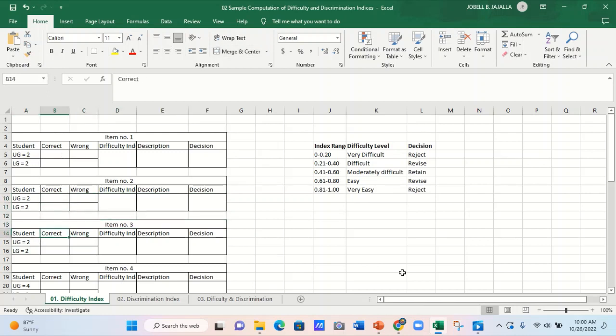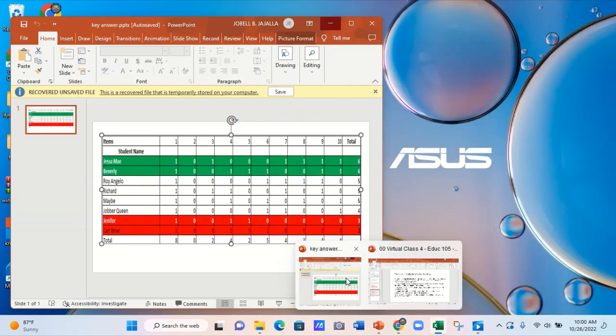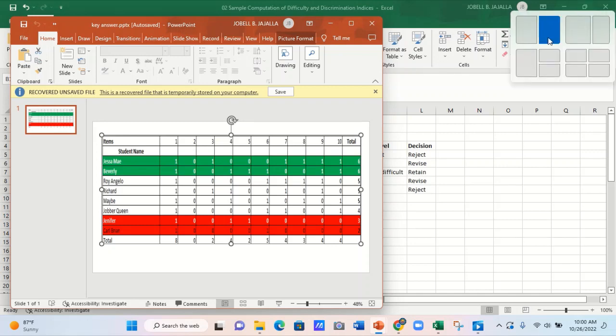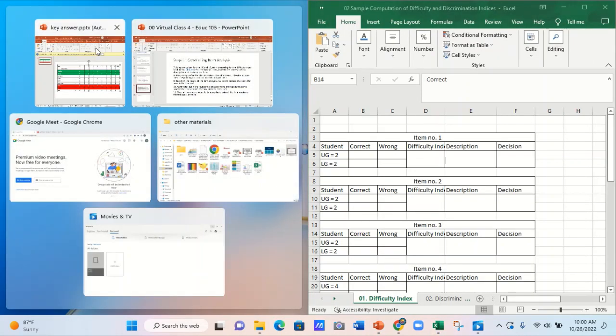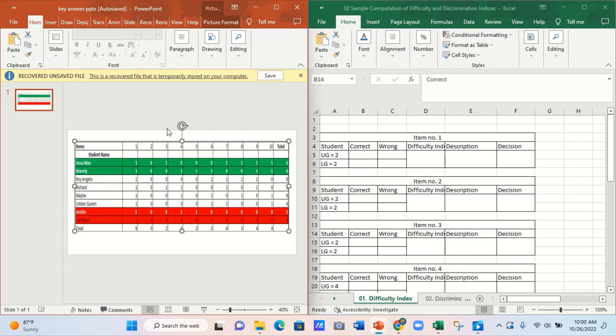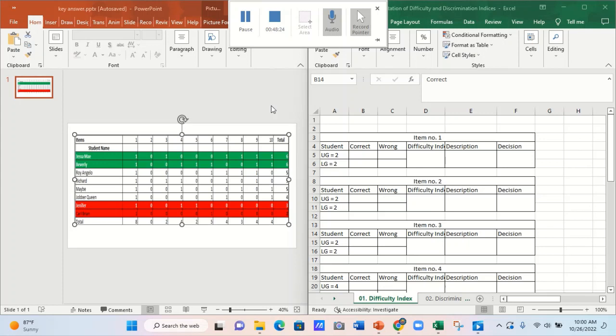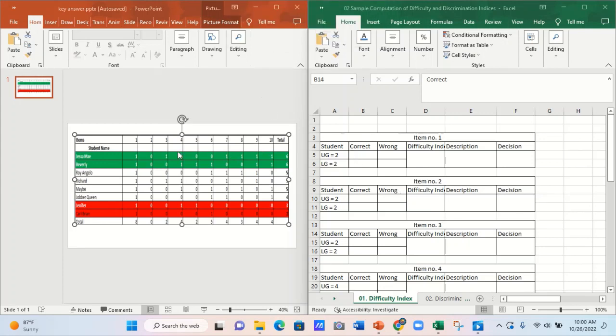Alright. Now, balik tayo sa data. So the next thing that we have to do here is to count the number of students from the upper group who got the correct answer sa item number 1.